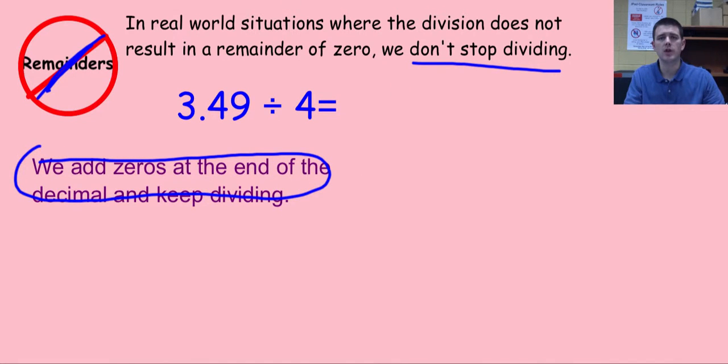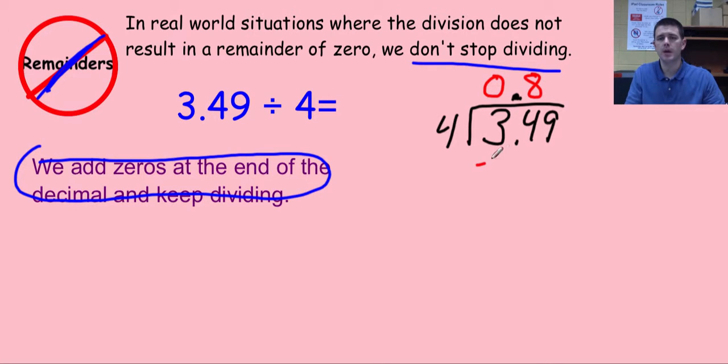So let's try this one together. 3.49, and we're going to divide it by 4. So 3.49 goes on the inside. 4 goes out front. It's what's doing the dividing. We're going to slide our decimal point up into our answer, and then we're going to go ahead and divide. 4 goes into 3 0 times. So now I'm going to look at the first 2 digits, 34. 4 goes into 34 8 times. 8 times 4 is 32. Subtract, I get 2, and I bring down my 9.